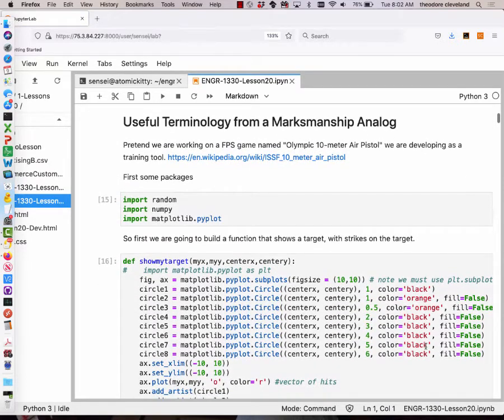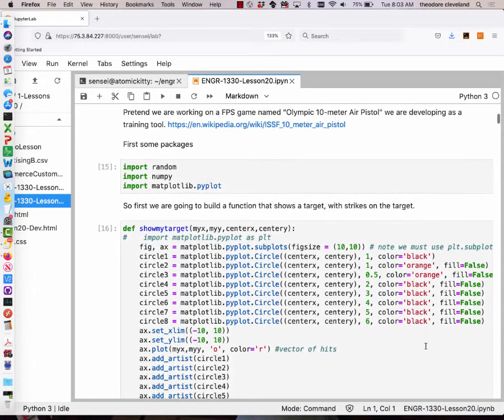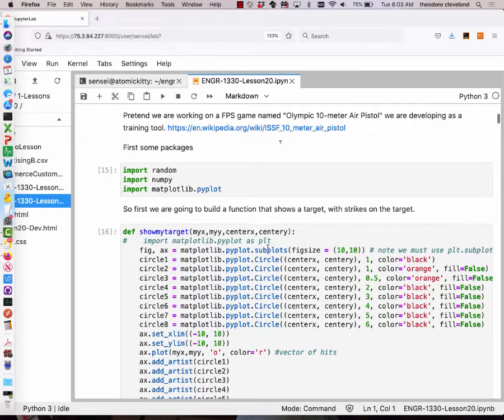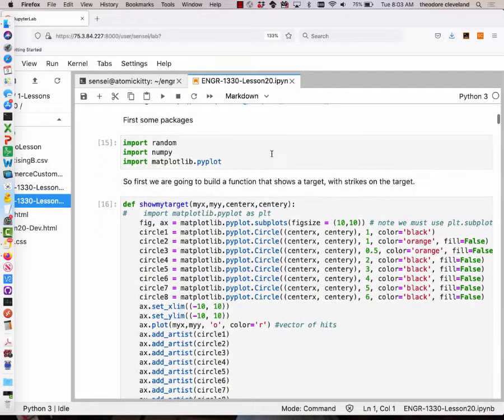First, let's go to the Olympics, and we're going to shoot some targets because as computer programmers and engineers, we've been hired to come up with a first-person shooter game called Olympic 10-meter air pistol. And we're developing it as a training tool for Olympic 10-meter air pistol participants. Not that it's a big thing, and here's a nice Wikipedia if you want to go look at it.